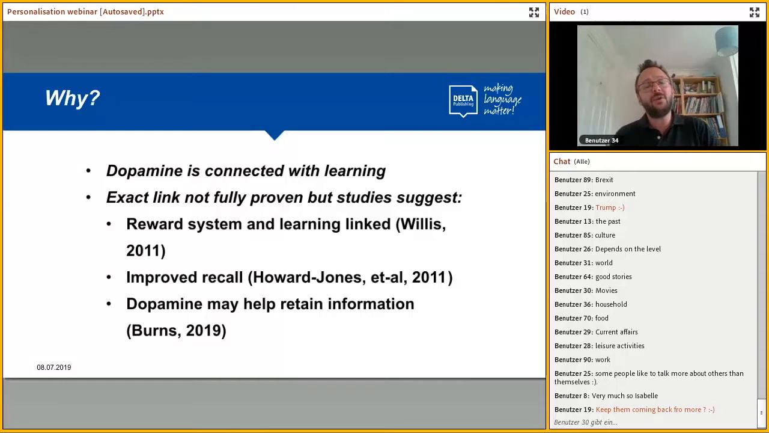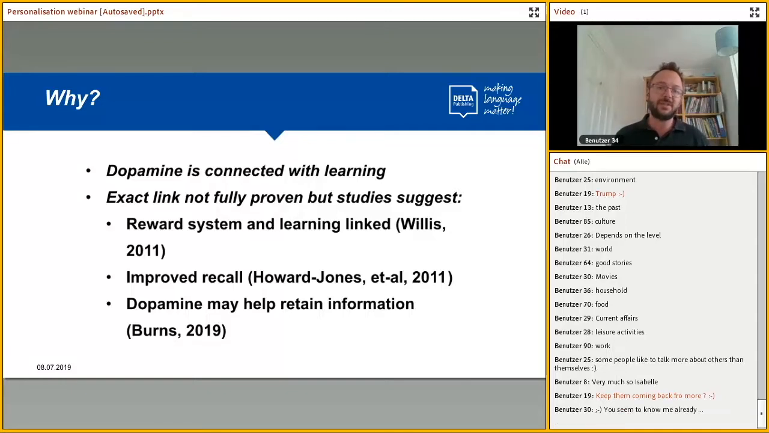Now, personalization is not the only way to obviously increase dopamine. And some people don't like talking about themselves. Some people feel particularly uncomfortable with it, possibly even definitely in a classroom situation where they don't know many people or they don't consider the people in the room friends. So it's always something you have to obviously judge to a certain extent there.